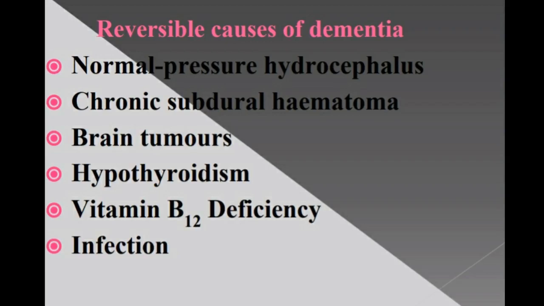So what are the reversible causes of dementia? We can divide it simply into two categories, surgical causes and medical causes. Surgical causes, three of the six: normal pressure hydrocephalus, chronic subdural hematoma, and brain tumors. The other three, which are medical causes: hypothyroidism, vitamin B12 deficiency, and infection like syphilis and HIV.